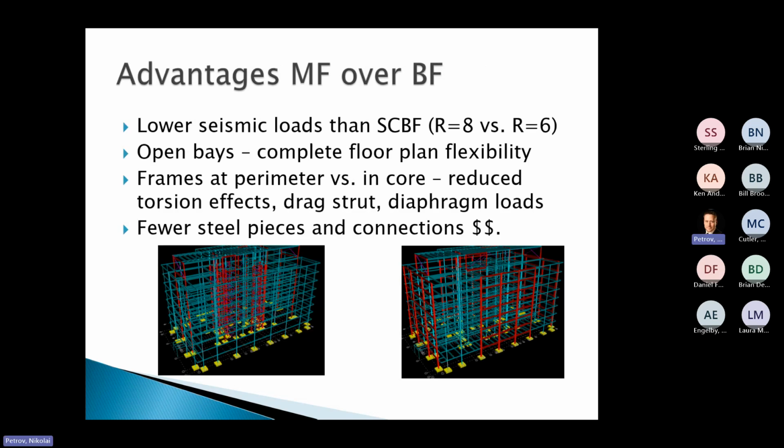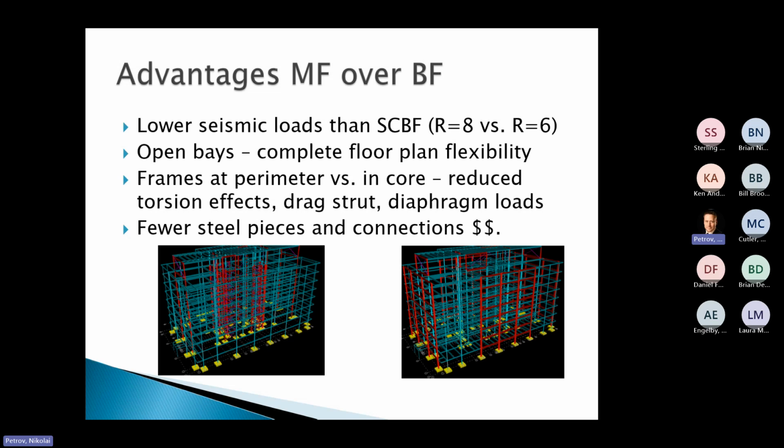So right off the top, we were able to have a 33% reduction in seismic forces because we have an R of 8 versus an R of 6. Now, granted, those R values, I think they've been modified a little bit since then. This is 15 years ago. But we took 33% right off the top, going from an R6 to an R8.